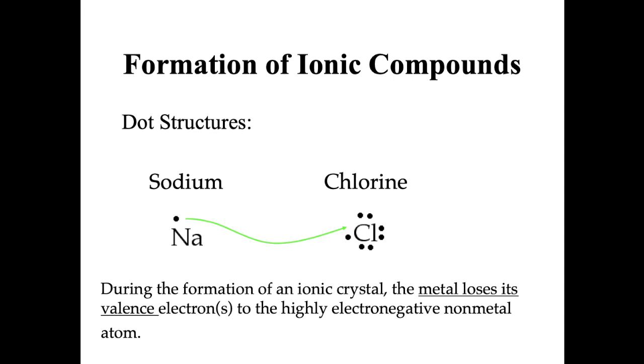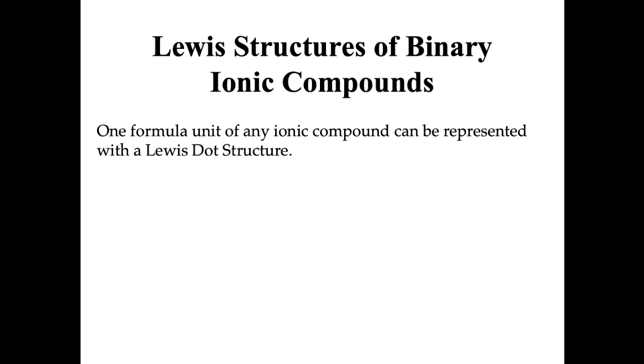During the formation of an ionic crystal, a metal will lose its electrons to the nonmetal atom. So how do we represent the dot structure now after this exchange of electrons has occurred? Well, for sodium, because it has lost its one electron, we draw it with no dots around it, and we put it in brackets. Brackets are just the way that we signify that this is a dot structure for an ion, and we add its charge, positive 1.